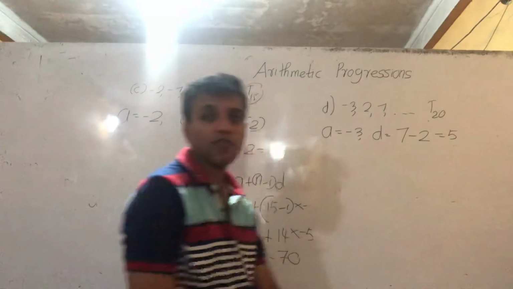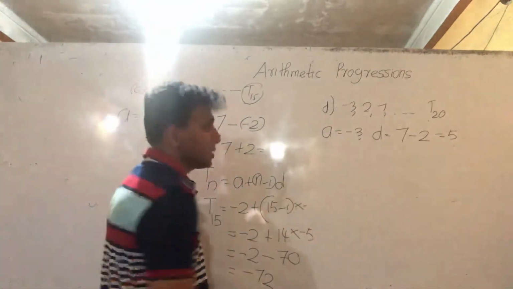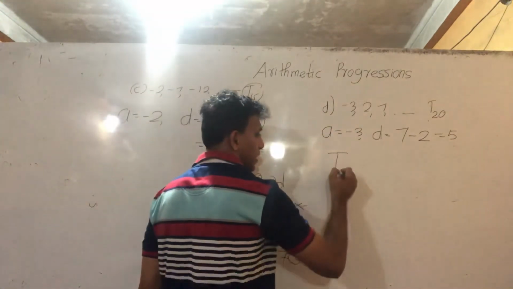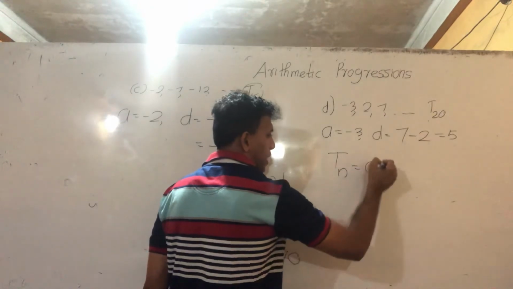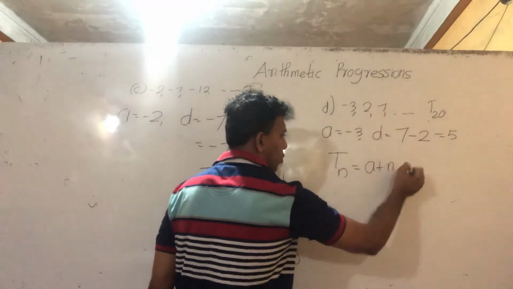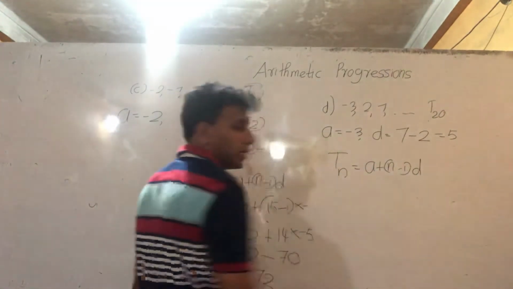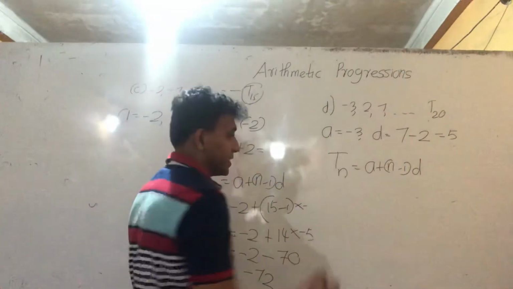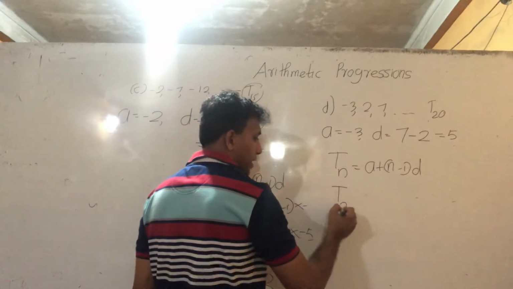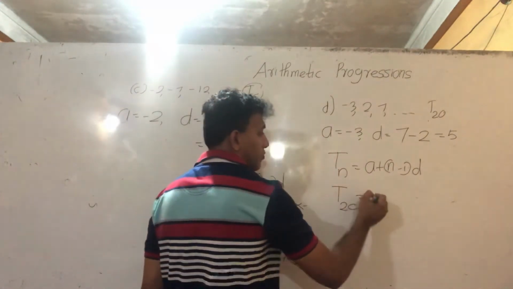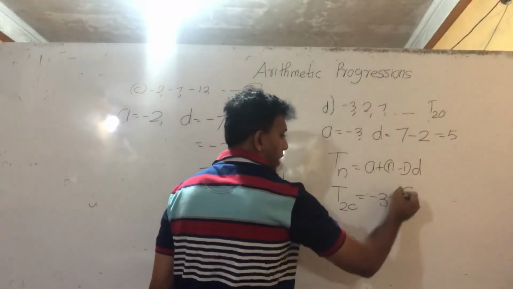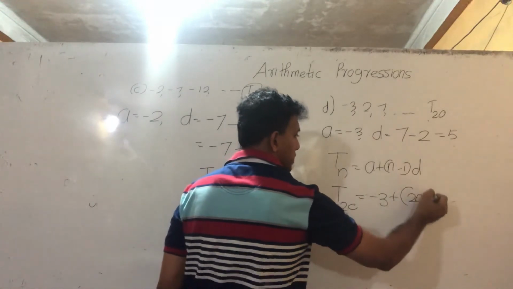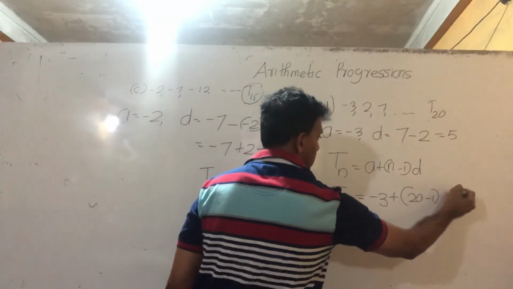Common difference 5. Then write the number pattern nth term: Tn equals a plus n minus 1 into d. Okay, so the question is the 20th term, so T20. T with base 20 here. a for minus 3, n for 20 minus 1, common difference 5.